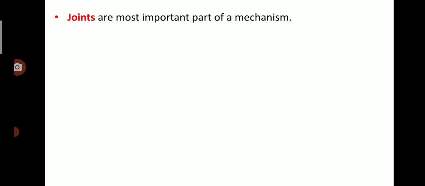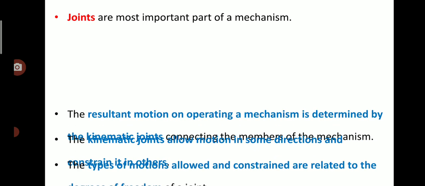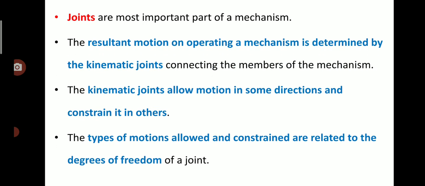So joints are the most important part of the mechanism. The resultant motion on operating a mechanism is determined by the kinematic joint connecting the members of the mechanism. The kinematic joint allows motion in some directions and constrains it in others. The types of motions allowed and constrained are related to the degrees of freedom. Degrees of freedom means, in short, the number of movements in different directions that we can achieve by developing a particular type of mechanism.